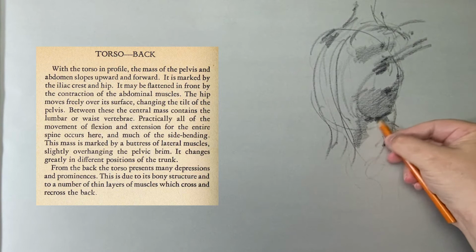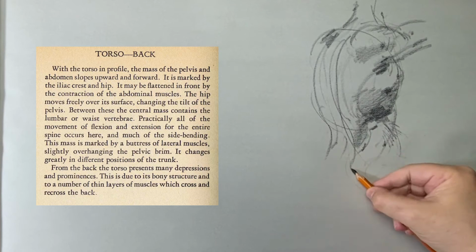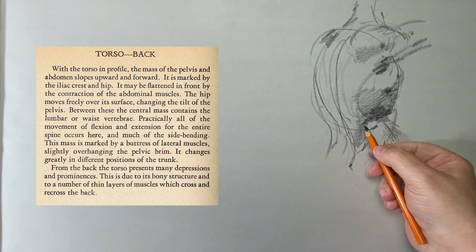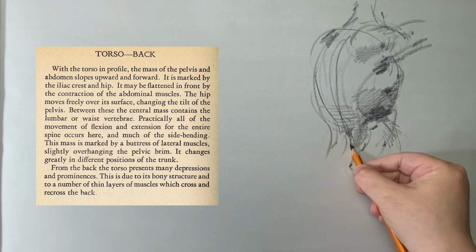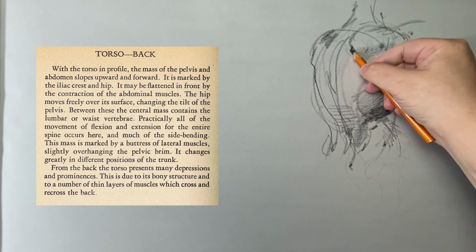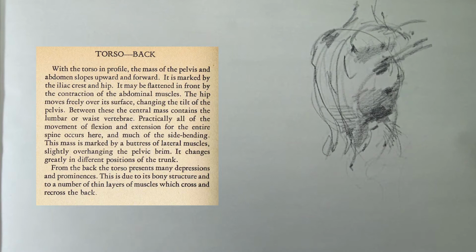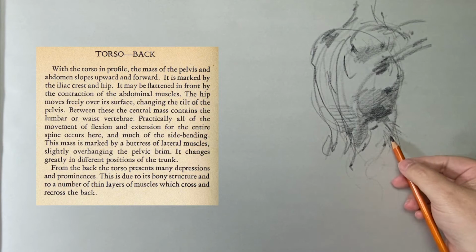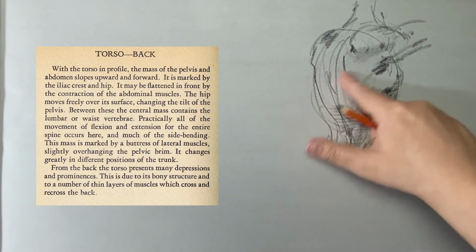With the torso in profile, the mass of the pelvis and abdomen slopes upward and forward. It is marked by the iliac crest and hip. It may be flattened in front by the contraction of the abdominal muscles. The hip moves freely over its surface, changing the tilt of the pelvis. Between these, the central mass contains the lumbar or waist vertebrae. Practically all the movement of flexion and extension for the entire spine occurs here, and much of the side bending. This mass is marked by a buttress of lateral muscles, slightly overhanging the pelvic brim. It changes greatly in different positions of the trunk.